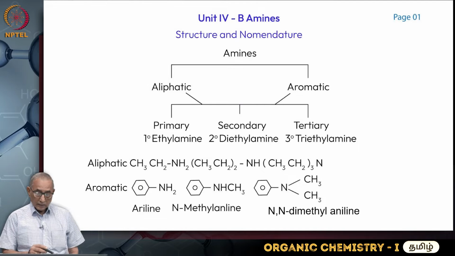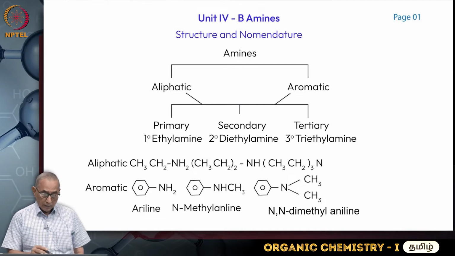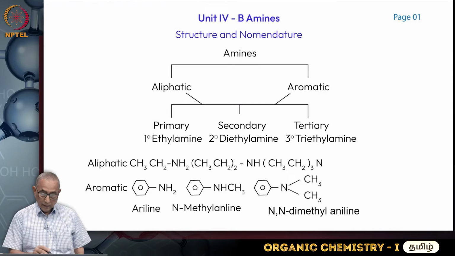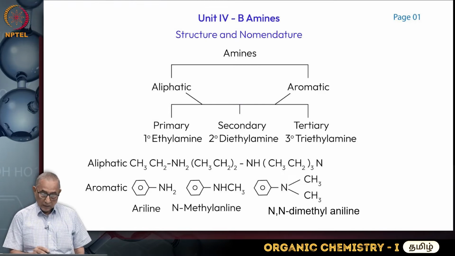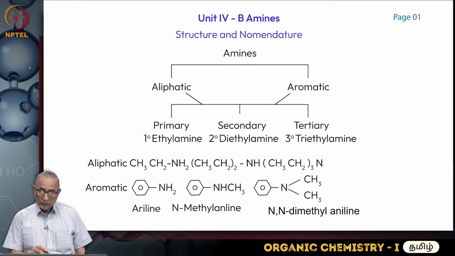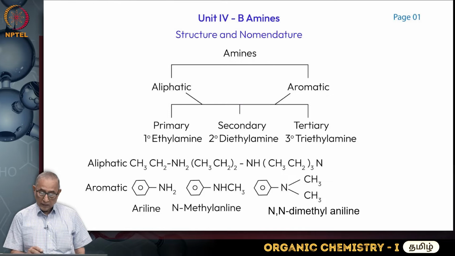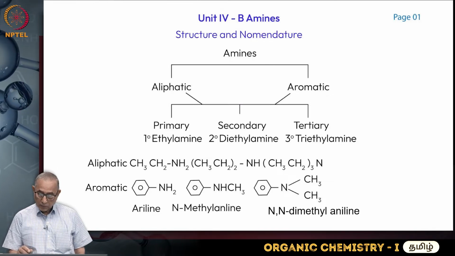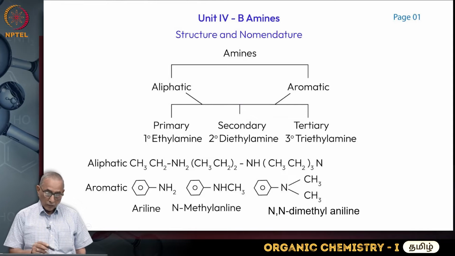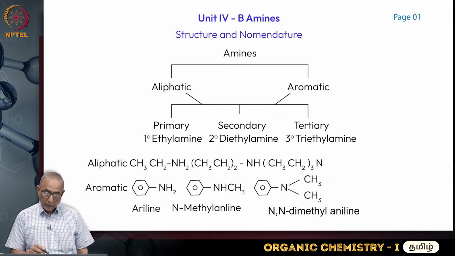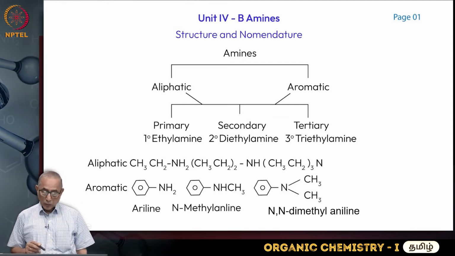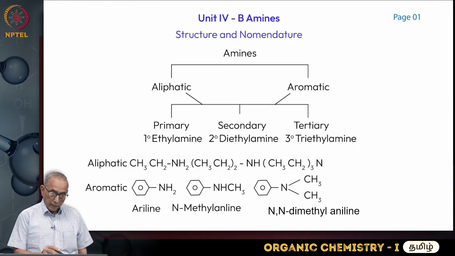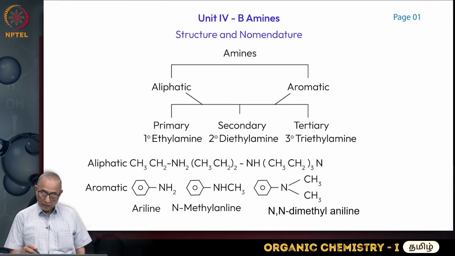Now these are structures of some of the amines. This is ethylamine, CH3CH2NH2. This is diethylamine, (CH3CH2) twice, two ethyl groups and NH. Here three ethyl groups, (CH3CH2) times 3 N. So as you attach more and more ethyl groups, first you will get NH2, then NH, then N. This is called primary amine, this is called secondary amine, this is called tertiary amine.